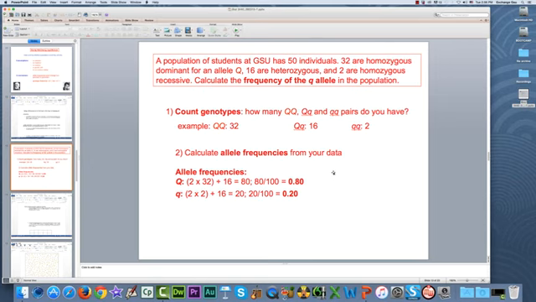Now, we can do the same thing for our little q allele. So we only have 2 homozygous recessive individuals. So we have 2 times 2 little q's here, plus 16 little q's that come from our heterozygotes. That gives us a total of 20 little q alleles. 20 divided by 100 is 0.2. Okay, so we can confirm that this is true by doing the calculations for both alleles.